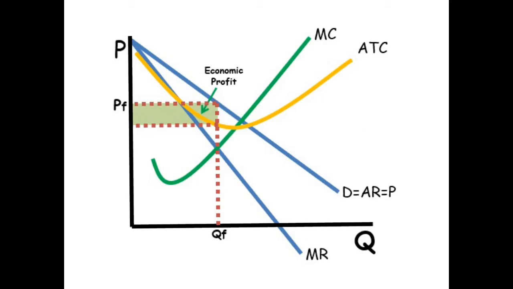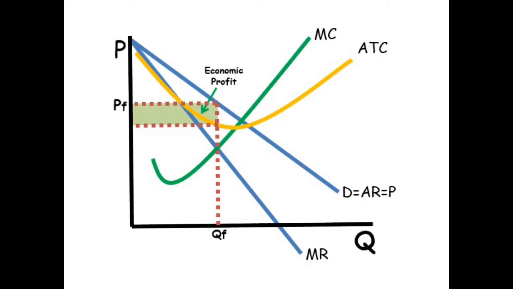One of the major differences between a monopoly and a perfectly competitive firm is the relationship that exists between the demand curve and the marginal revenue curve. If you remember, in a perfectly competitive market, price equals demand, which equals average revenue, which equals marginal revenue. As you can see in the diagram, in a monopoly, the relationship between demand and marginal revenue is clearly different.